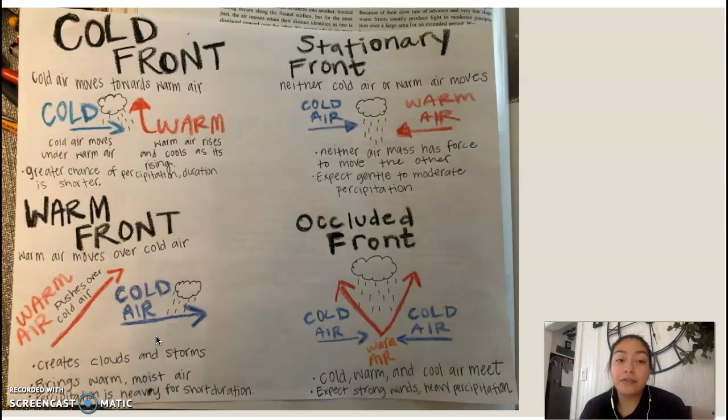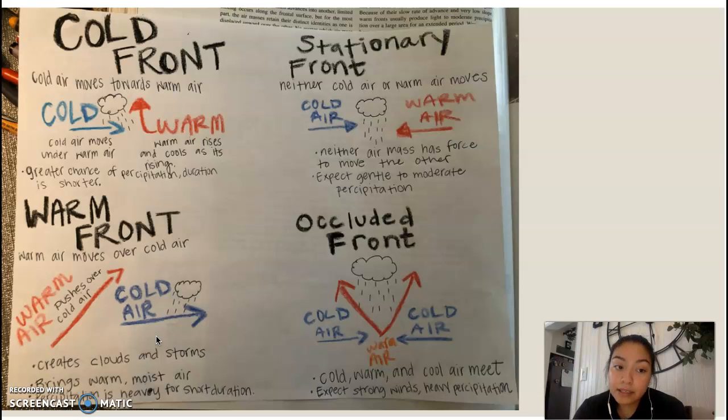We will cover now fronts. There are four different types of fronts. We're going to begin with the cold front. A cold front is cold air that moves towards warm air. This cold air moves under the warm air, which then forces the warm air to rise. During a cold front, there is a greater chance of precipitation, but it's of shorter duration.